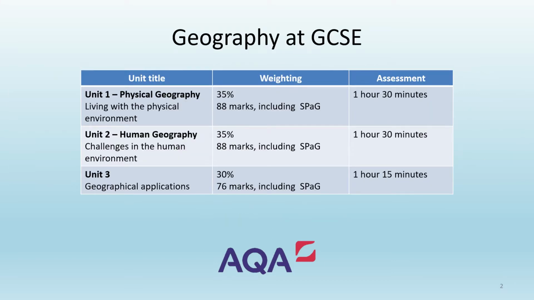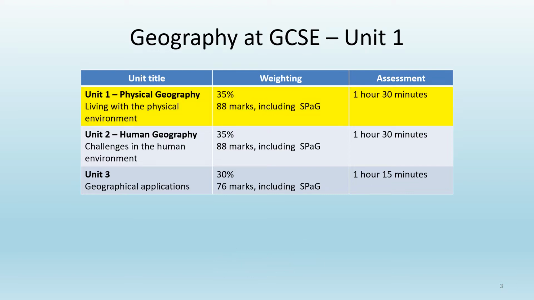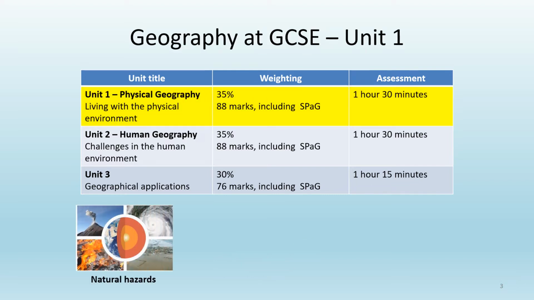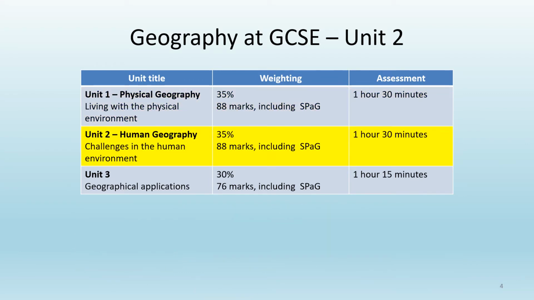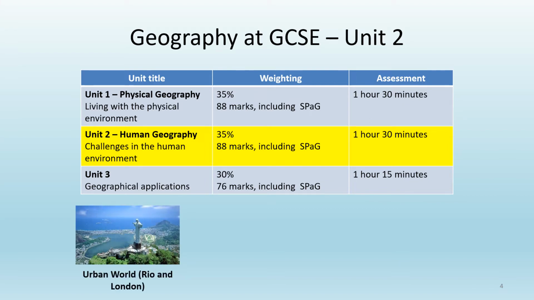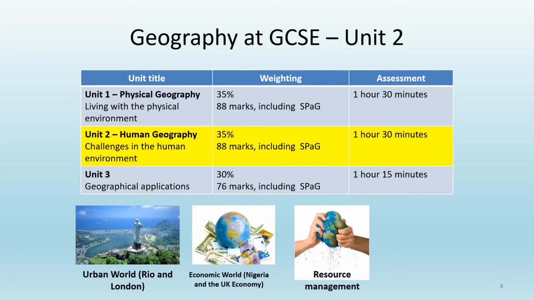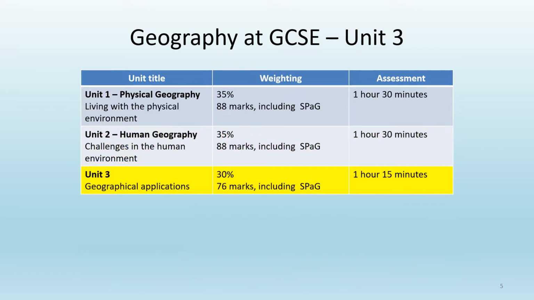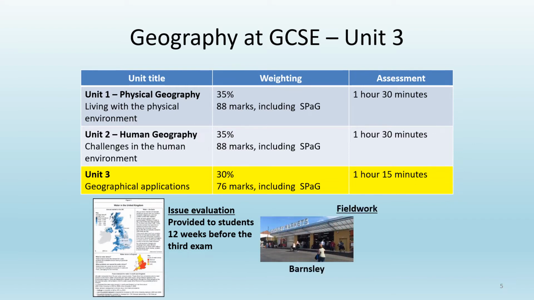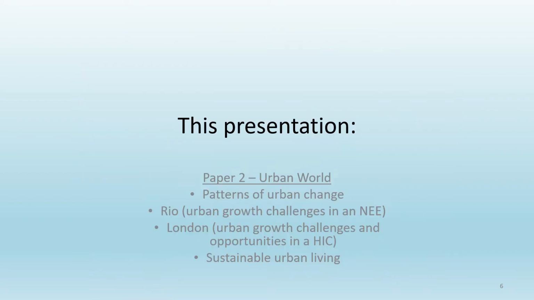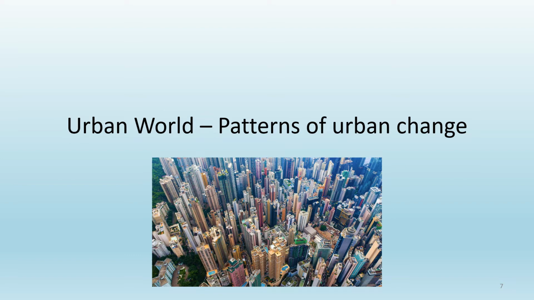To move on with the course then, very quickly, you know that it's made of 3 papers. The first paper is all to do with physical geography, which includes natural hazards, ecosystems, coasts and rivers. The second paper is all to do with human geography, which we'll be looking at today, urban world and Rio, economic world, resource management, which includes energy. And finally, that third paper includes the issue evaluation, which changes every year, and also then those 2 pieces of fieldwork, Barnsley and Mappleton. Today, though, we'll be going through the urban world section where we're going to start with patterns of urban change, then we'll look at Rio, London, and finally finishing with sustainable urban living.